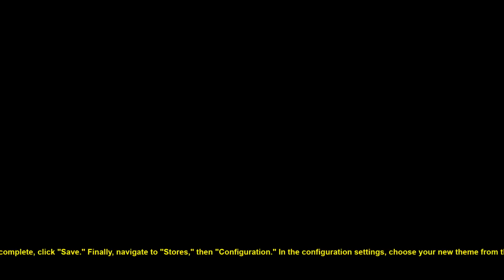Finally, navigate to Stores, then Configuration. In the configuration, click Save Config to apply the changes. Your new Magento UI theme is now installed and ready for storefront improvements.